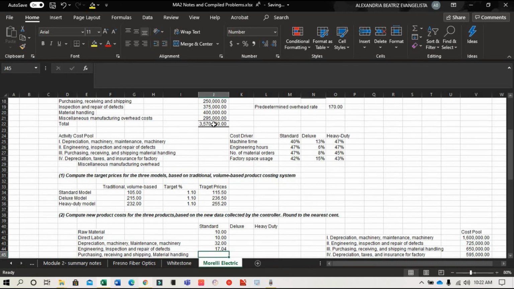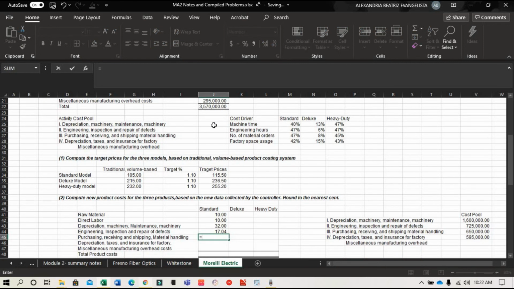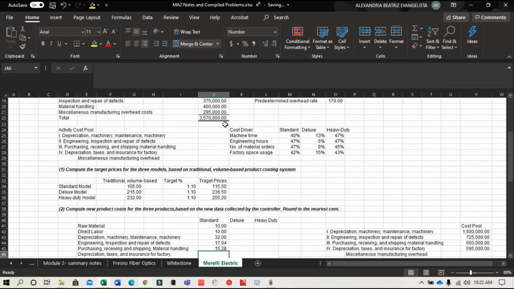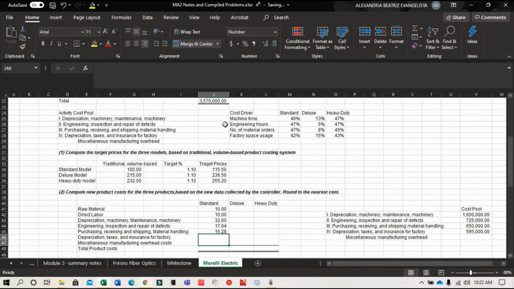That would give us 17.04. And for purchasing, receiving, and shipping, material handling, again, 650,000 multiplied by 47% divided by 20,000, and that would give us 15.28.